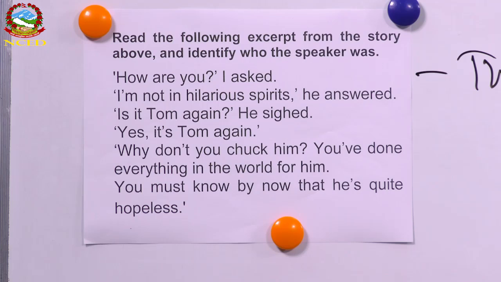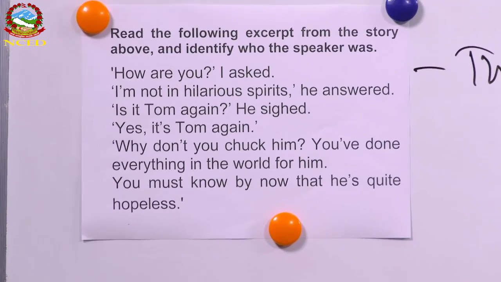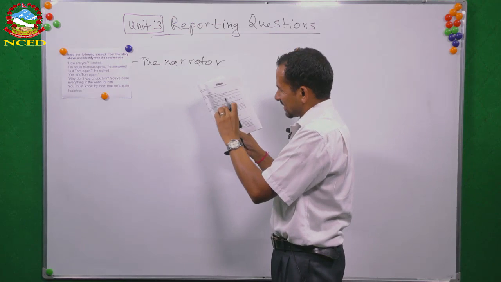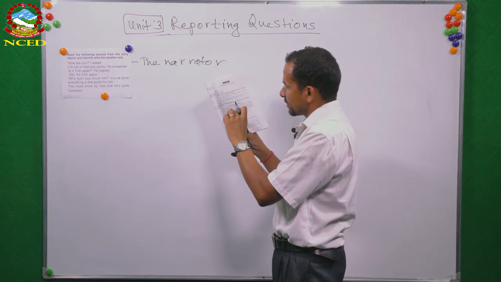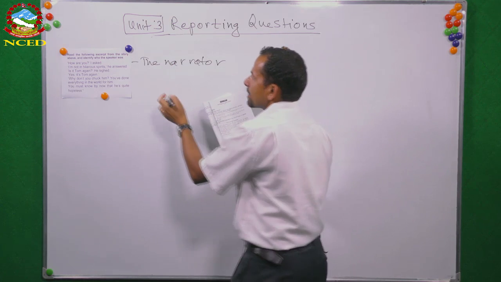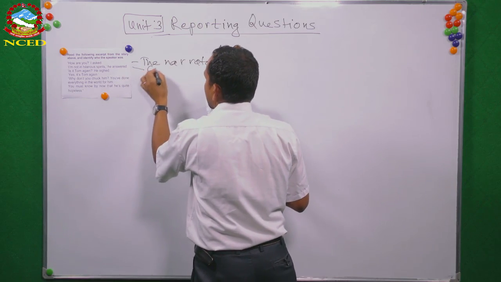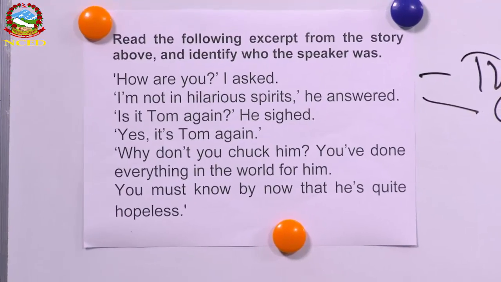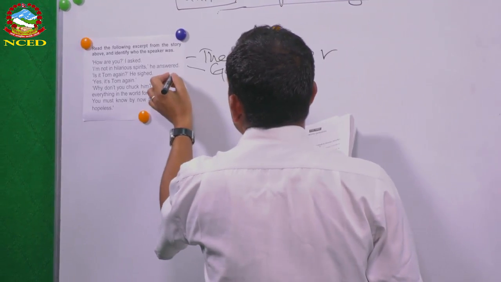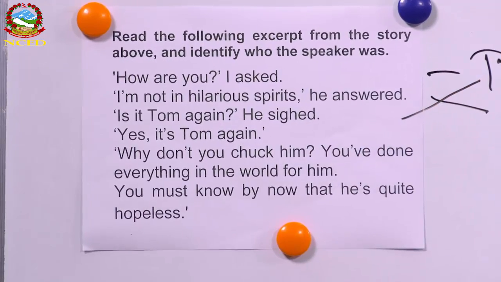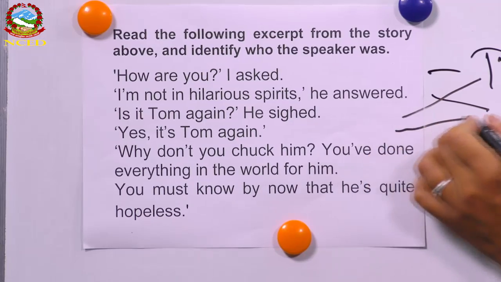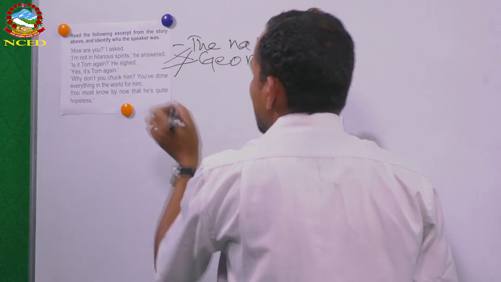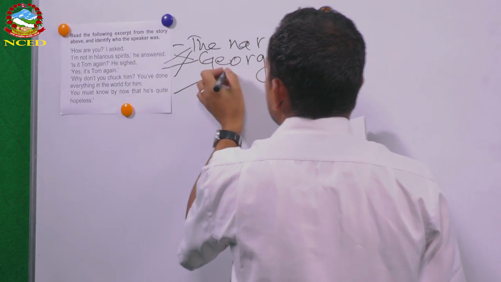Okay, and "I'm not in hilarious spirit," he answered. It's on page number 23, just between two paragraphs. So these are taken from there. This was said by George. George means one of the characters of the story. "Why don't you chalk him?" It's again the narrator. "And you must know by now that he is quite hopeless, George."